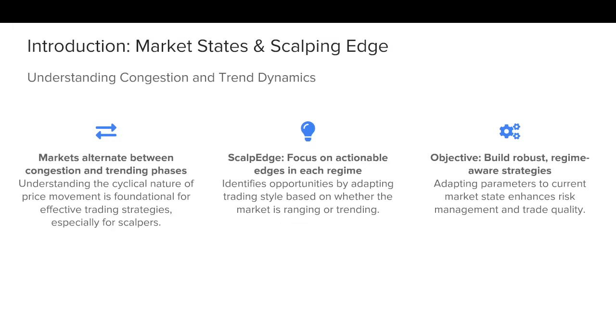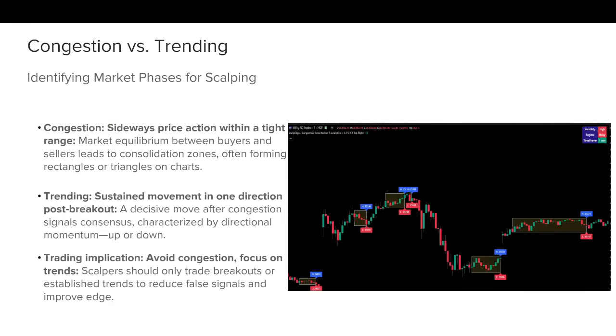Number 2, focus on actionable edges in each regime. Identifies opportunities by adapting trading style based on whether the market is ranging or trending. Because if it is in a range, you need a different strategy. If it is in a trend, you need a different strategy. Number 3, objective. Build robust regime-aware strategies. We'll see this in detail later.